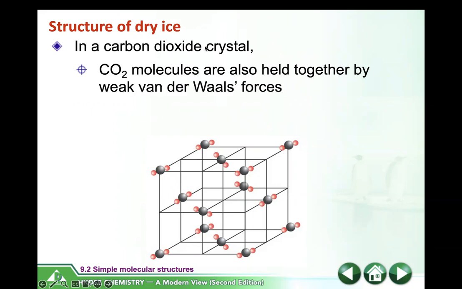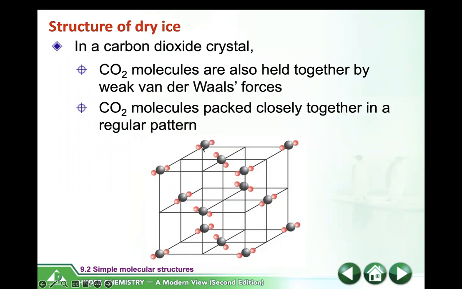So in the carbon dioxide crystal, the molecules are held by weak van der Waals forces. In this solid, there are no ionic bonds at all. They just have the weak van der Waals forces with each other, but they can still pack closely together in the solid state, that is the dry ice, with the regular pattern.